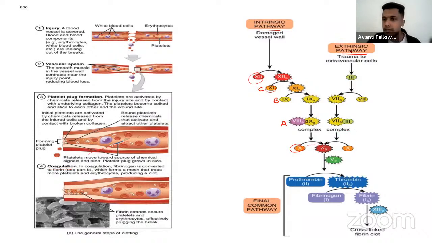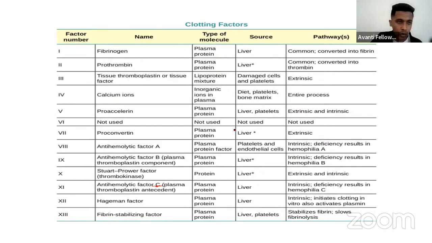So let us see what happens in the extrinsic pathway. The third factor is called thromboplastin or tissue factor. So whenever, okay, give me a second.